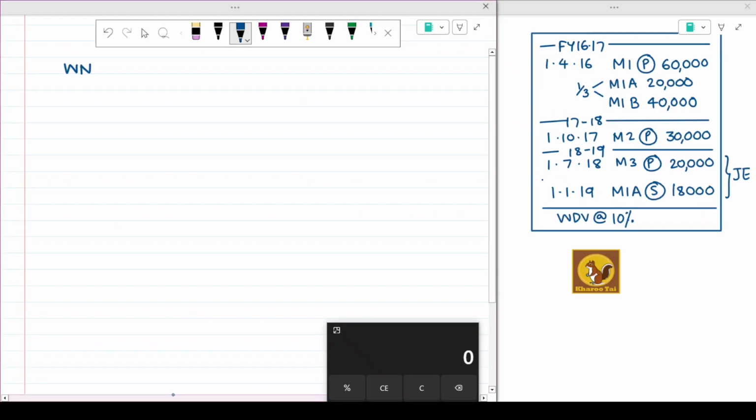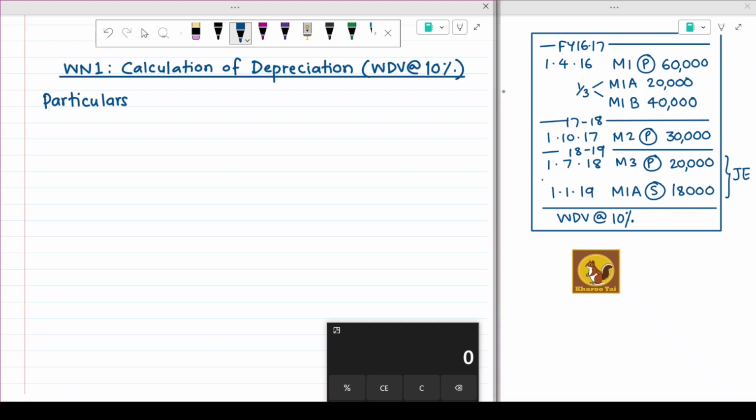Working note 1, calculation of depreciation. This is as per WDV at the rate 10%. Particulars. Here we have 3 machinery. But first machinery, we are going to split it in 2 because 1/3 of it we are going to sell it off later on. So obviously, practically we don't know when we are going to sell. We don't split this amount in first year itself. But since this is an exam question, we have all the data, and splitting this up in the third year will be difficult. So it's better to split it in first year itself.